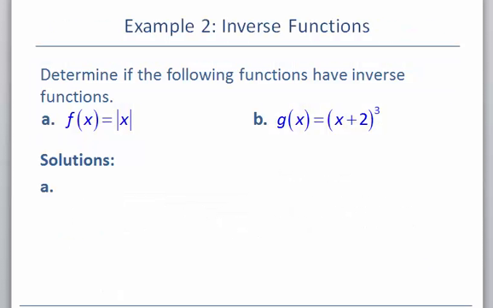So let's look at a couple of examples. The first one says, determine if the following functions have inverse functions. All right, so we're going to do this by doing a graph of each of these functions. So we know that our absolute value function is the function that makes kind of a V shape with the vertex at the origin. So does this graph pass the horizontal line test? And you can easily say no, it does not, because the horizontal line crosses in more than one spot. Okay, so it does not pass the horizontal line test.